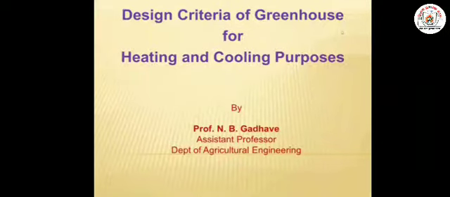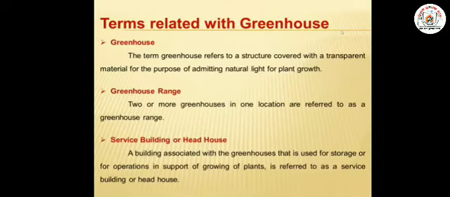Let us see a few terms which are related to a greenhouse. What do you mean by greenhouse? We have seen in the first topic, the term greenhouse refers to a structure which is covered with a transparent or translucent material for the purpose of admitting natural light for plant growth. That is greenhouse. We have studied this definition of greenhouse.